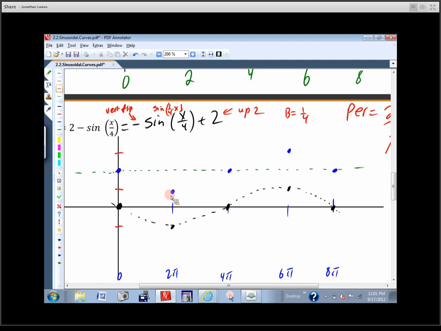I do need to label those and sketch the graph. So I'm going to sketch the graph. You sketch the graph, and please label those 5 key points. I'm going to put arrows on the end to indicate that that does continue in both directions.